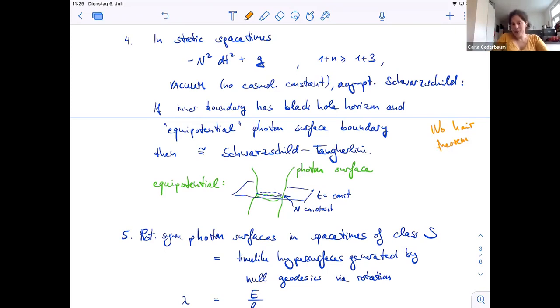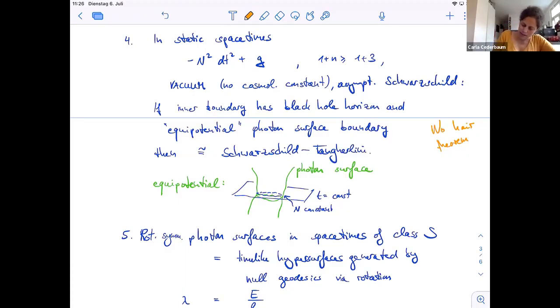So I still owe you an explanation of the term equipotential, which is an important assumption in this theorem that we cannot get rid of, it seems, at the moment at least, partially because of the existence of these partial hyperplanes, even in the Schwarzschild-Tangherlini spacetime, which are photon surfaces. So here's the definition of equipotential.